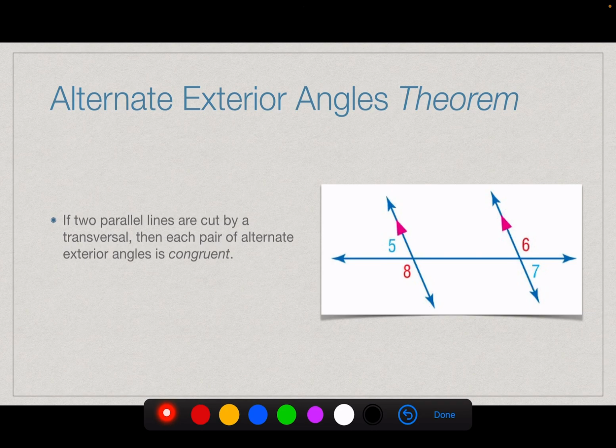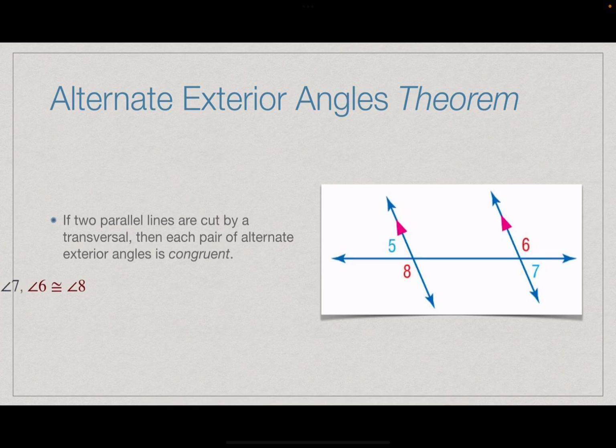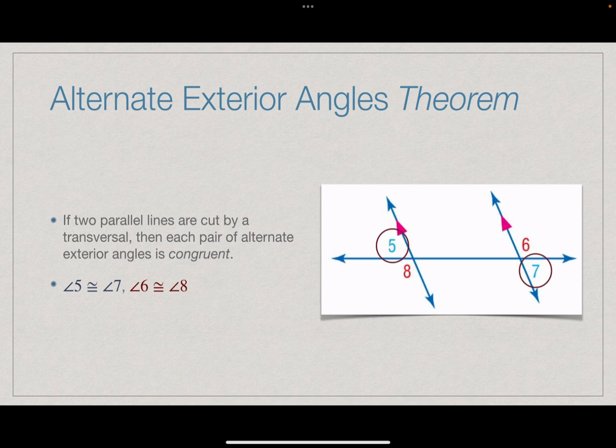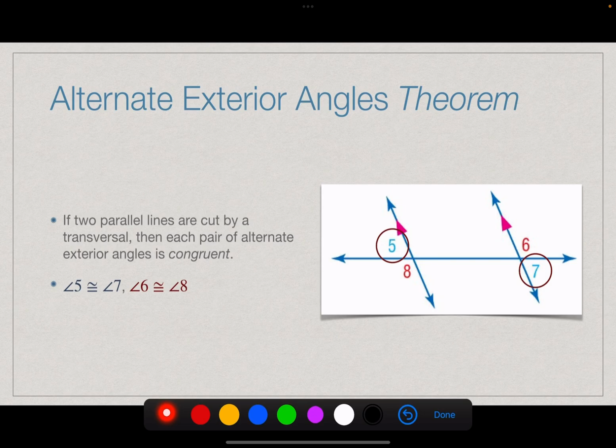And then we have the alternate exterior angle theorem, which states that if two parallel lines are cut by a transversal, then each pair of alternate exterior angles is congruent. And therefore 5 and 7 would be congruent, and 6 and 8 would be congruent. So 3 out of 4 of these pairings are going to be congruent. The only one that's not is going to be the consecutive interior angles, the same side interior angles.